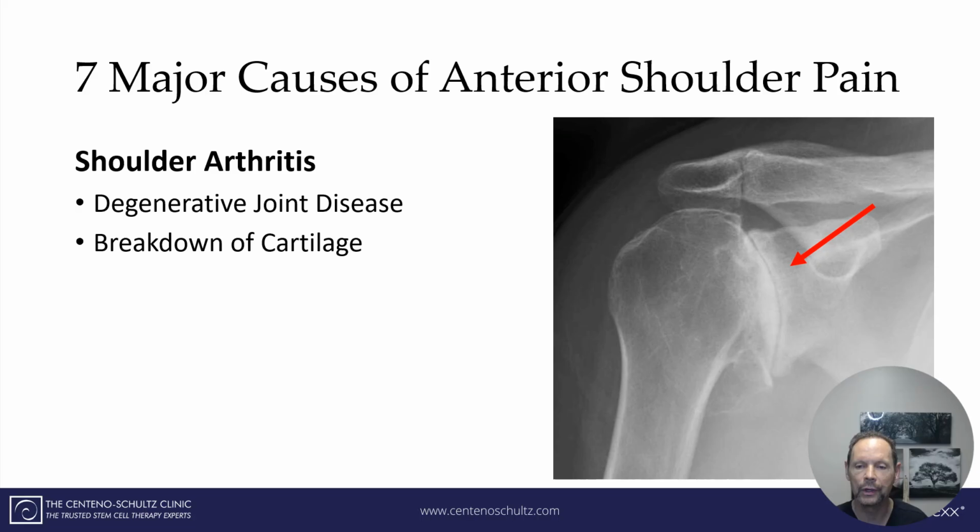Next one is shoulder arthritis. You can either have breakdown in the cartilage and additional spurs, which can cause anterior shoulder pain. This x-ray shows you that you've got some significant arthritis in both joints, both the AC and the glenohumeral.